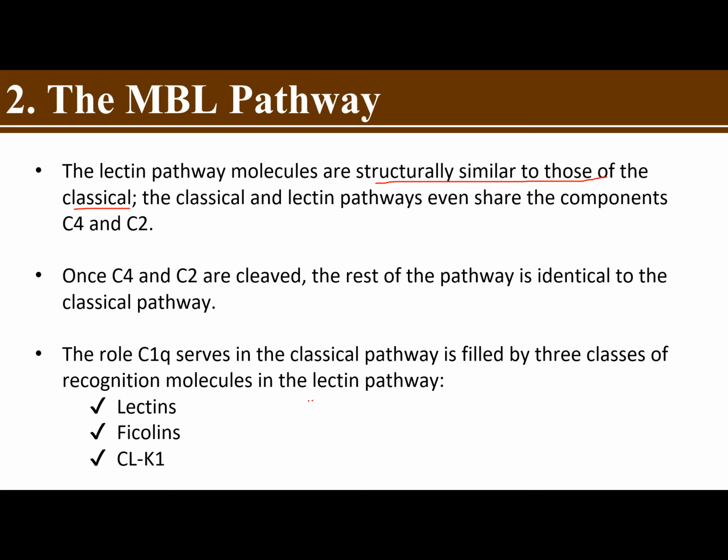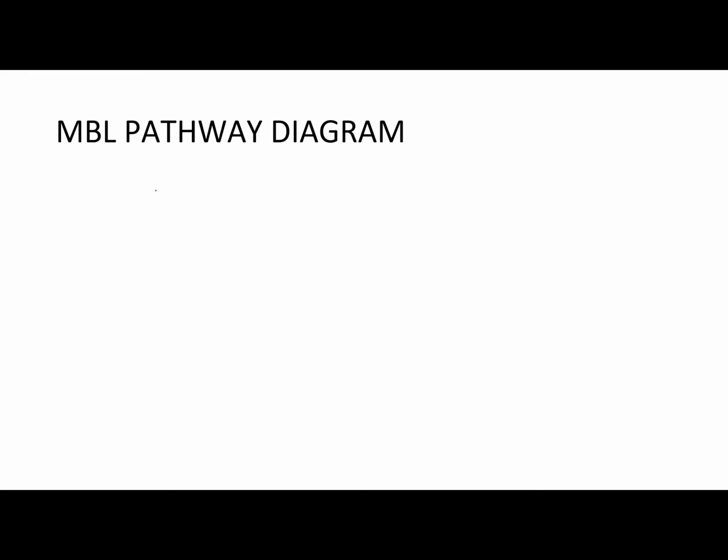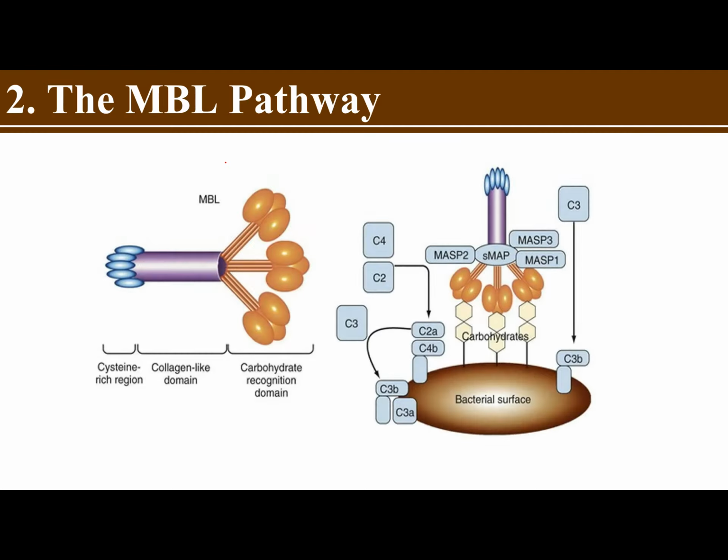So instead of having C1q, class, there is no C1q here to recruit. Here, class, there would be lectins, ficolins, and CLK1. So let me repeat, instead of C1q, which is found in the classical pathway, for the MBL pathway, there would be lectins, ficolins, and your CLK1. So let's have the diagram.